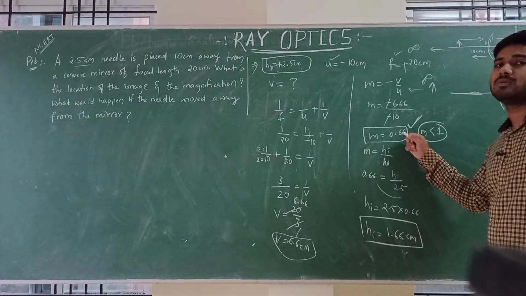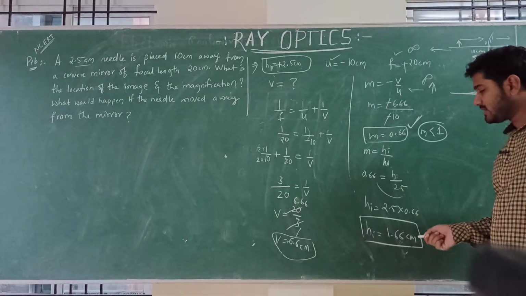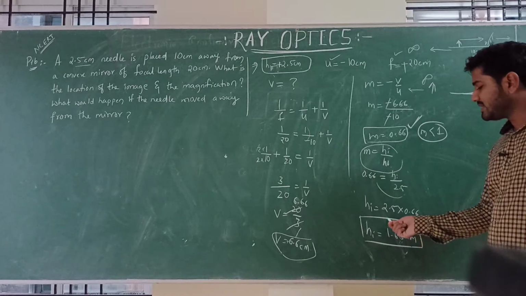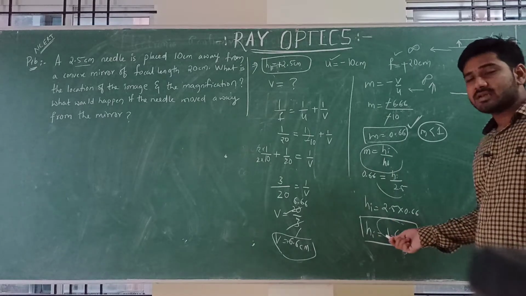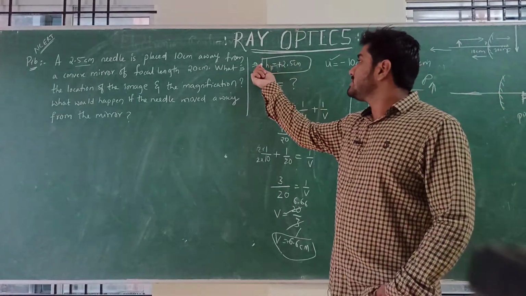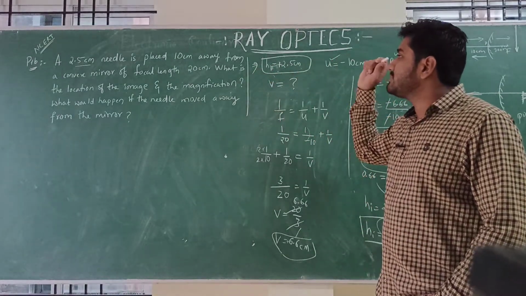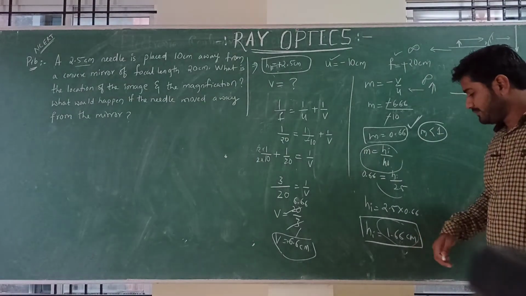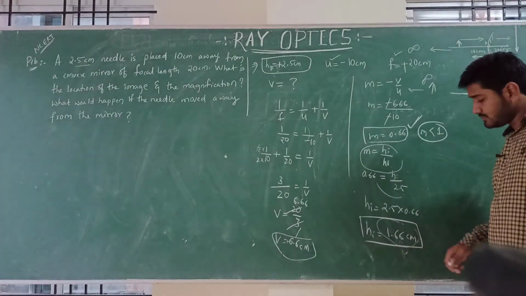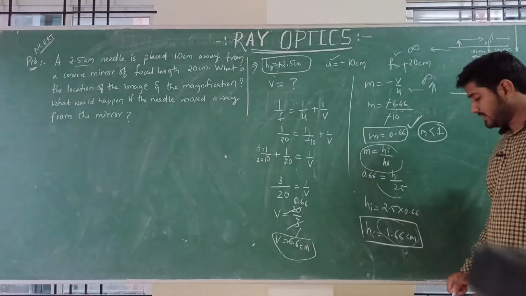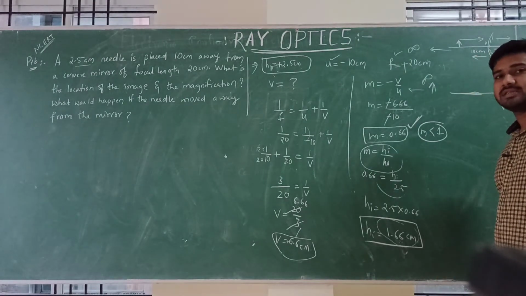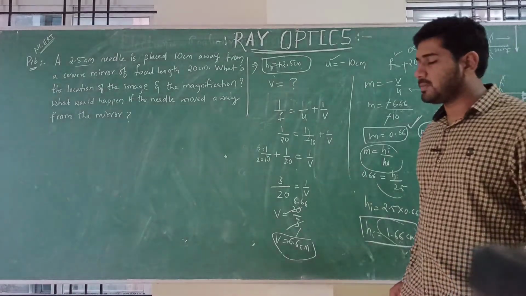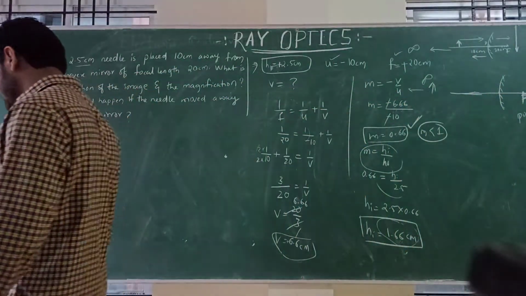We can conclude that, but to calculate how much less the height is, you have to use this formula. How much less is it? So image height is 1.66 centimeter and object height is plus 2.5 centimeter. So object height is more than image height. So therefore, image height is less than object height. So this is the way to solve the problem, and I hope you understood this.